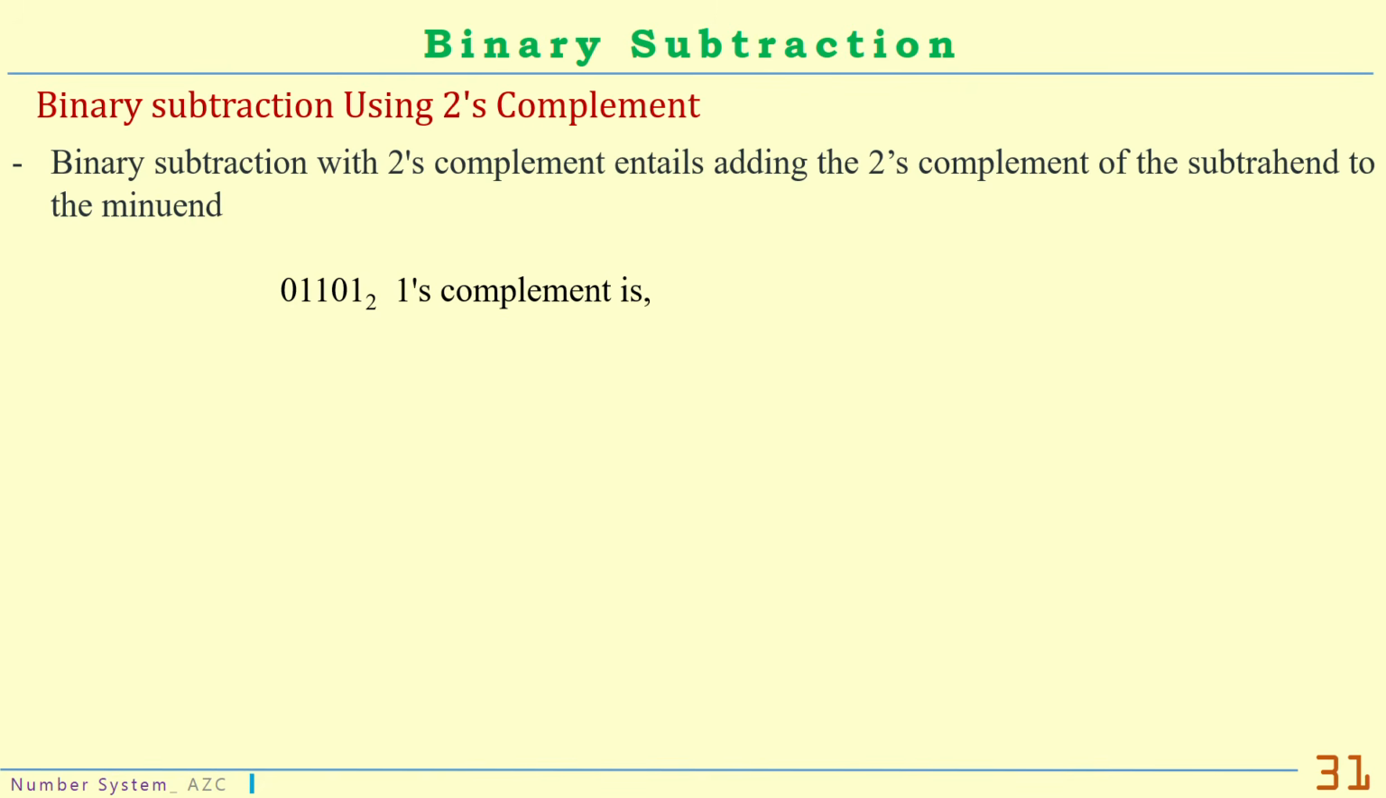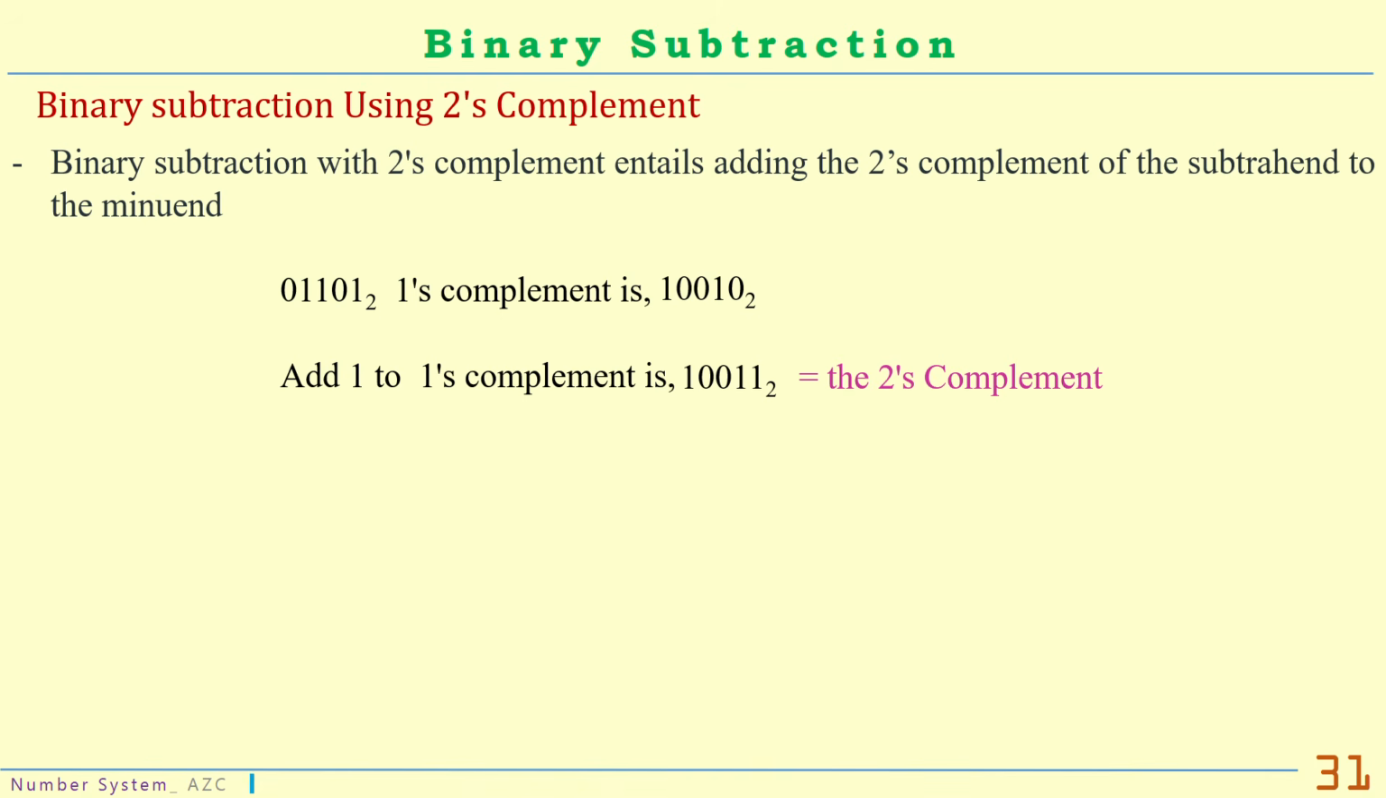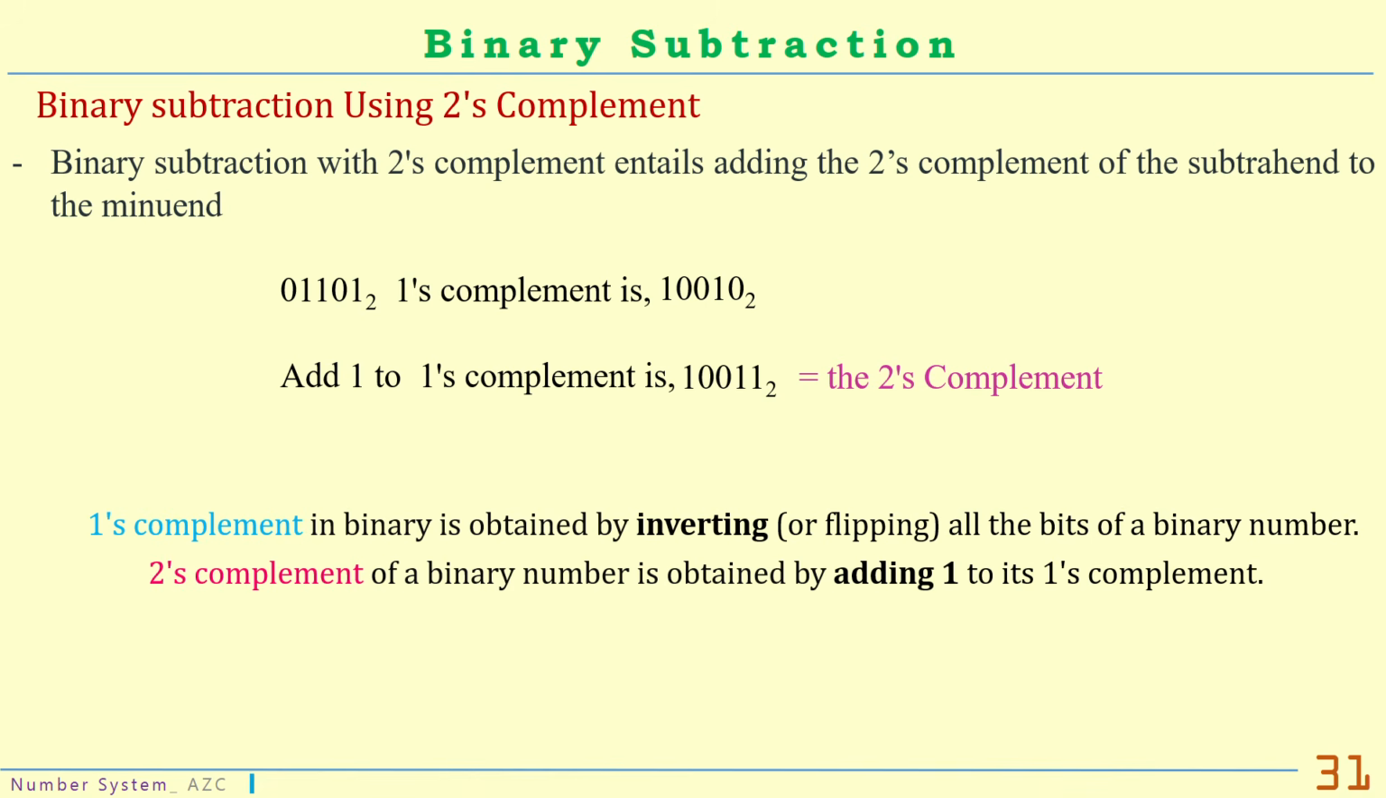01101. 1's complement is 10010. Now add 1. 10011 is the 2's complement. 1's complement in binary is obtained by inverting or flipping all the bits of a binary number. 2's complement of a binary number is obtained by adding 1 to its 1's complement.